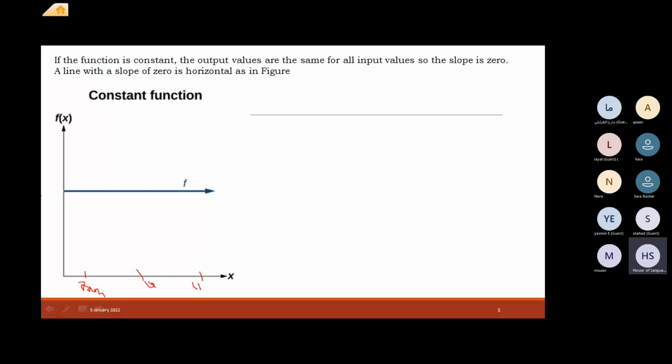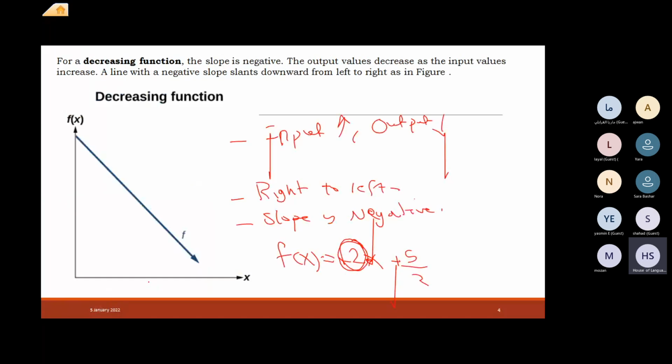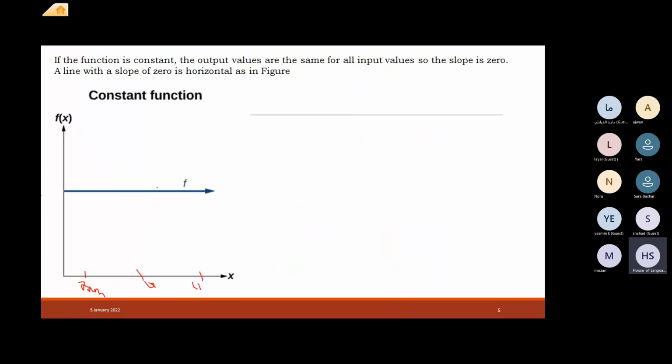If the input changes, the output is still the same. Here, in the decreasing function, when the input changes, the output changes. If I'm at 1, the output is 9. If I am at 2, the output is 7, as an example. In the decreasing and the increasing, if I change the input, the output will change. But in the constant, if the input changes, the output will be the same. This one, we call the constant function.